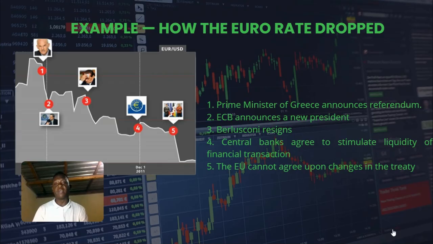Event number 4. Central banks agree to stimulate liquidity in financial transactions. While liquidity support helps the market in the long term, in the short term, it can weaken a currency due to increased money supply. Finally, the European Union could not agree on changes to the treaty. They showed division within the EU, which further reduced confidence in the euro. As confidence dropped, the euro continued to fall.